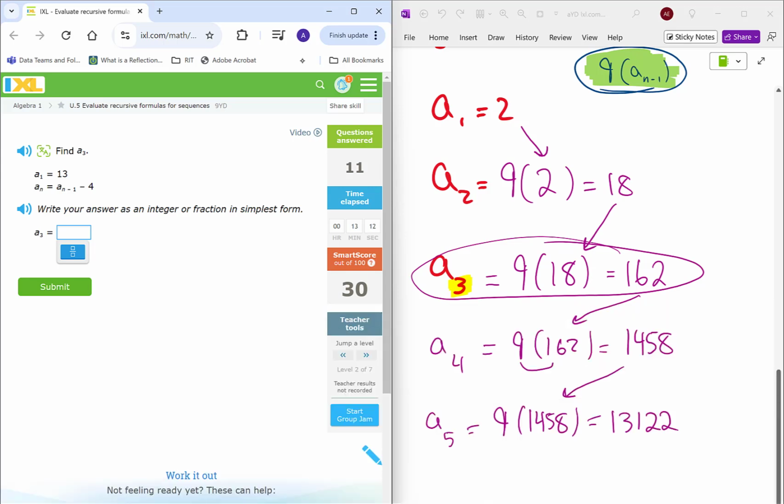Okay, so that's an introduction to recursive sequences. We'll be dealing with this more and more, but I just didn't want to throw you into the homework blind. I wanted to give you a video and show you some examples. So thank you very much.